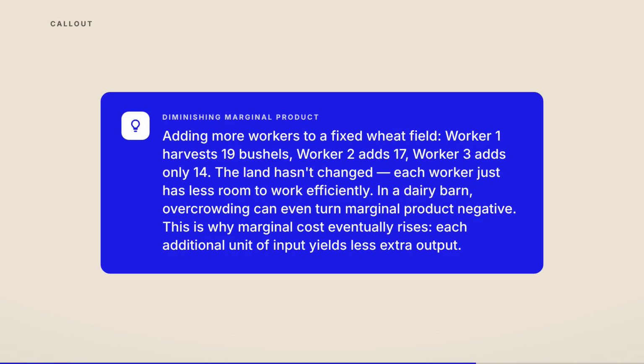In a dairy barn, overcrowding cows past capacity actually reduces milk output per cow. The marginal product can even turn negative. This is why managers watch their marginal numbers closely. Pushing past the point of diminishing returns destroys profitability.